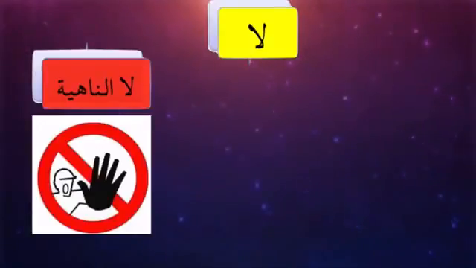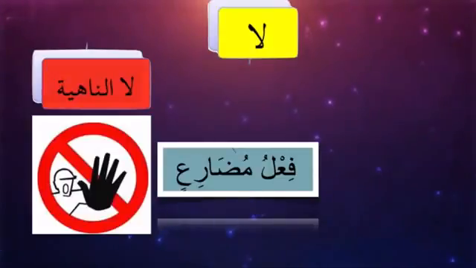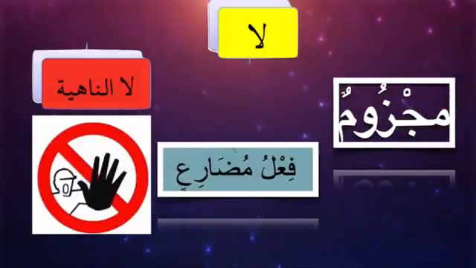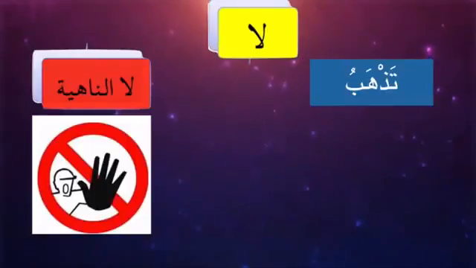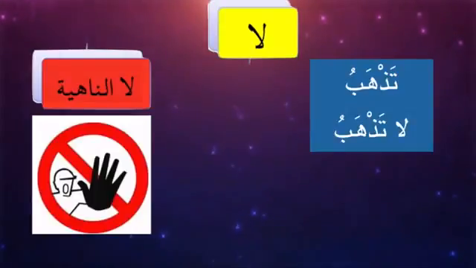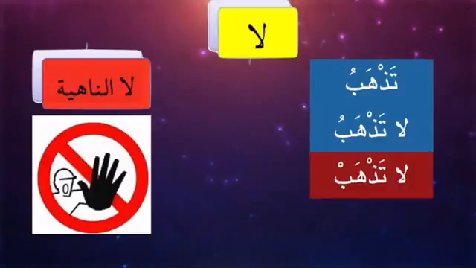La nahiya is also used with fi'l mudari'. So how do we differentiate which la is being used, whether la nahiya or la nafiya? Whenever this la nahiya comes, we know it has an impact on the fi'l, because you're giving a kind of command, so it becomes majzoom. That's how you know that this la is la nahiya. It's nahi. Naha means to forbid. So for example, you say tadhhabu, you are going. La tadhhabu, you are not going. But how do you say don't go? You say la tadhhab. So tadhhab is fi'lun majzoomun bi sukoon.